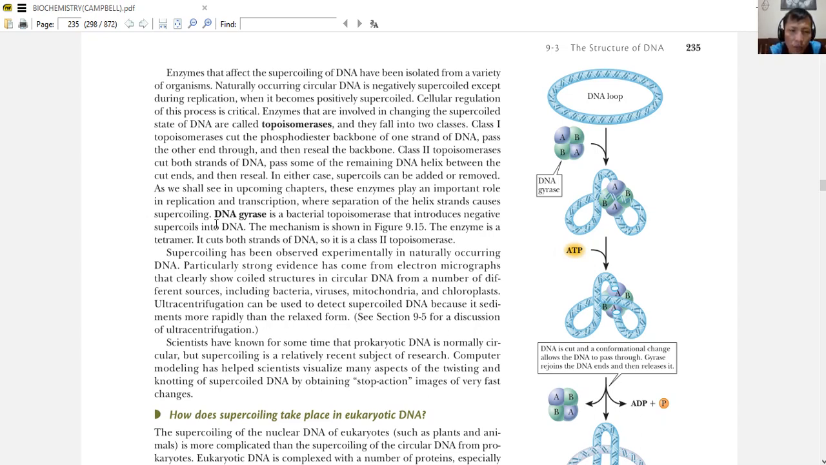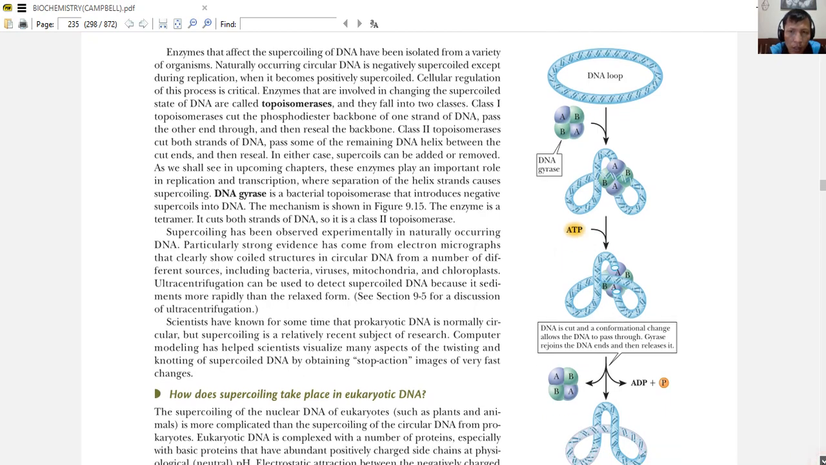topoisomerases. You have another word here, DNA gyrase. It is a bacterial enzyme, a topoisomerase enzyme from bacteria, a DNA gyrase that introduces negative supercoils into DNA. The DNA gyrase is one type of topoisomerase which can be found in bacteria that introduces negative supercoils.